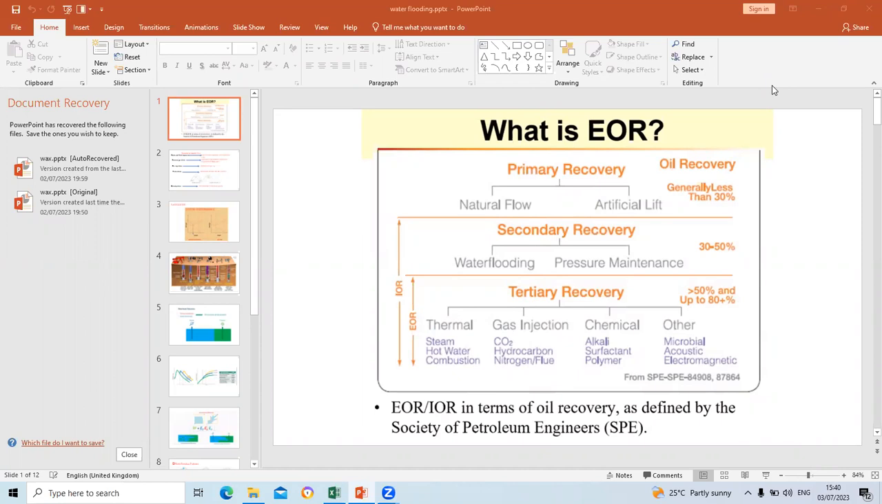Okay, the first question we are going to ask ourselves is, what is water flooding? That's the first question we need to answer. Water flooding is a secondary recovery mechanism. What we have to realize is, generally, when a well is put on production, it flows naturally. That means there's some kind of mechanism within the reservoir that causes the fluid to flow naturally from the reservoir into the wellbore.